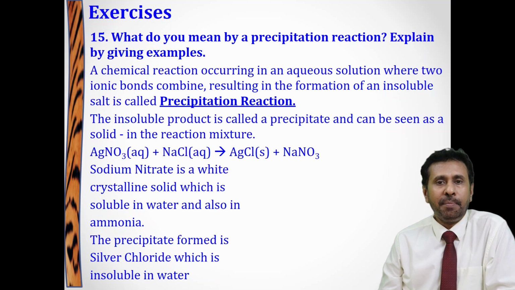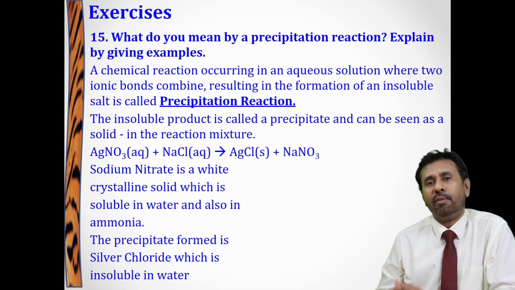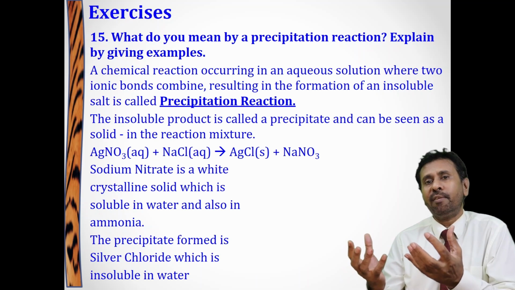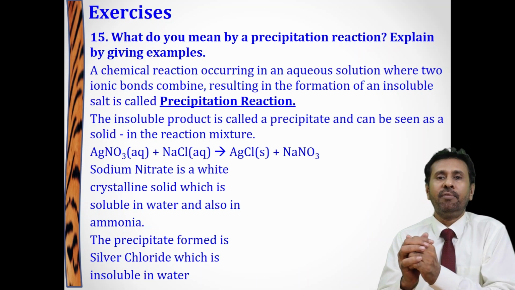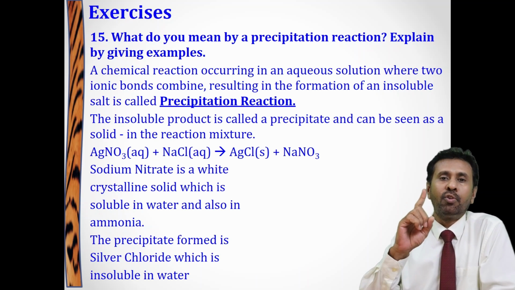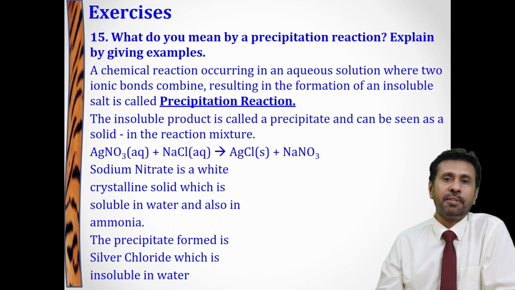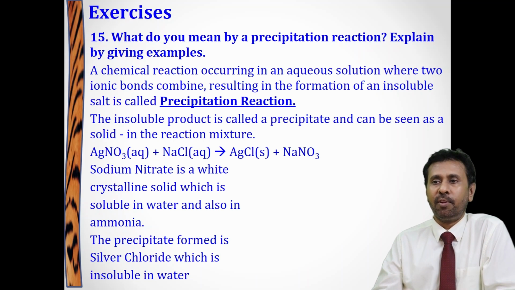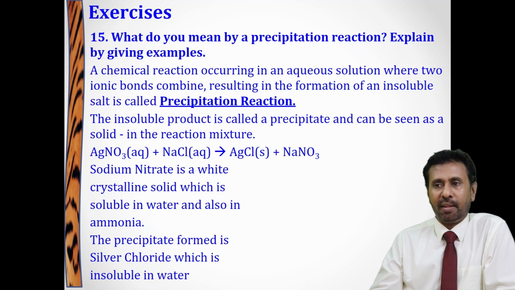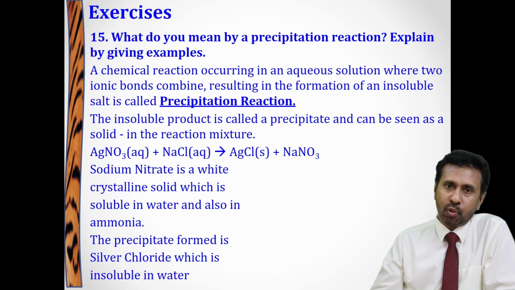So what is a precipitation reaction again? Two compounds in aqueous form react with each other, and one insoluble salt is formed. That's what a precipitation reaction is. So we have the example for that. And the precipitate formed is silver chloride, which is insoluble in water, but sodium nitrate is soluble in water.